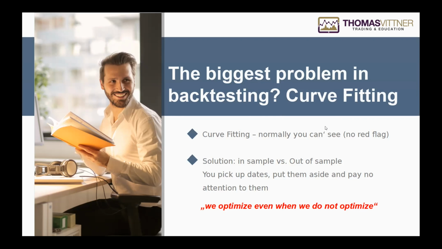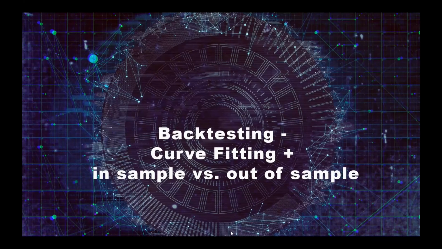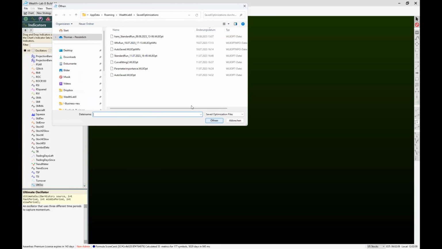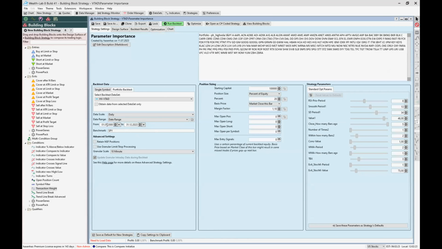You optimize even if you don't optimize. Let's explain what I mean in practice. What I'm doing now is I open a saved optimization. So we have here a fully developed trading system. You can see here the backtesting date range from 2000 to, in fact, till yesterday. We have here position sizing 20%. Let's do here a backtest.